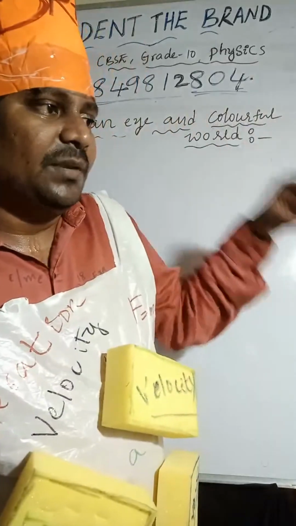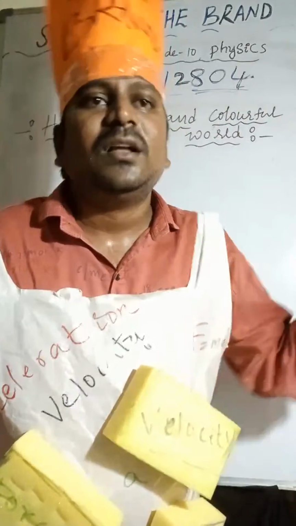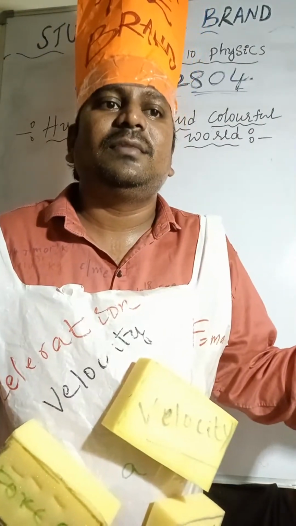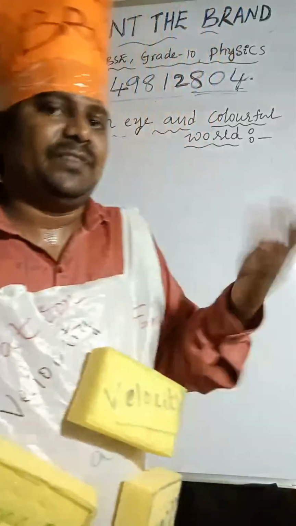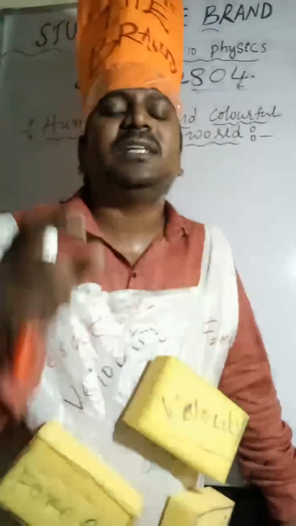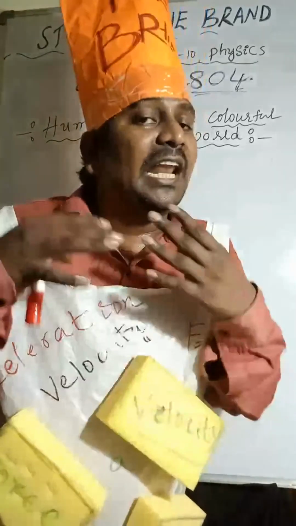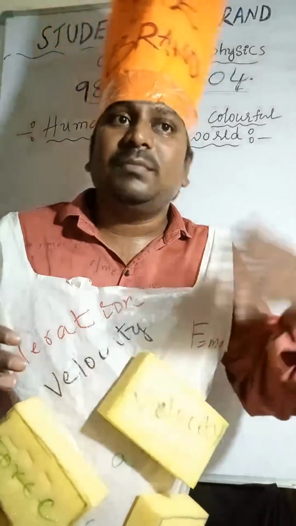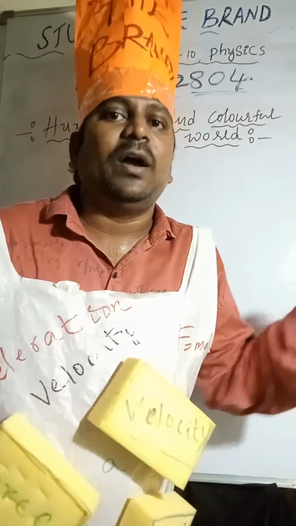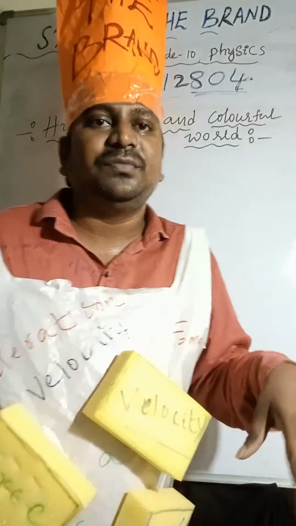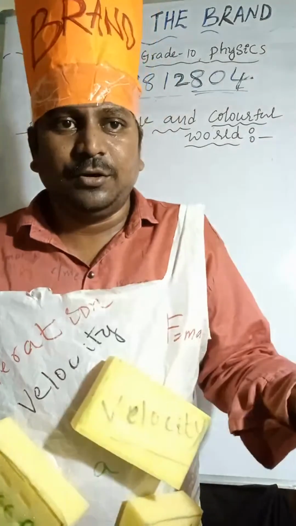Either light rays will meet in front of the retina, or they will meet beyond the retina. If they meet at the retina, the image will form, we are able to see, and there won't be any defect. But if the light rays meet in front of the retina or beyond the retina, there is a defect. Based on these two points, there are three refractive defects: myopia, hypermetropia, and presbyopia.